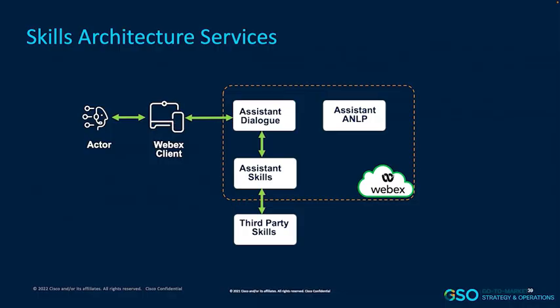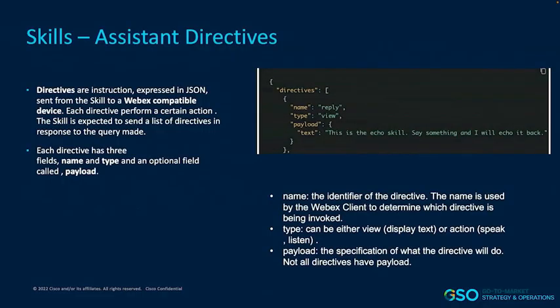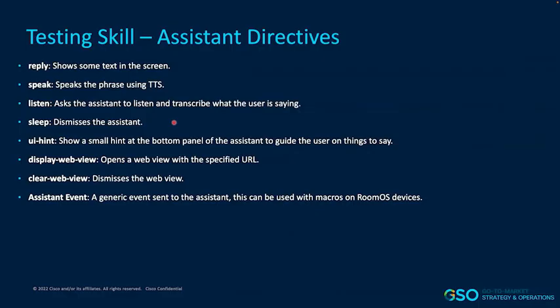Now over here, we need to understand what directives are. Directives are basically JSON payloads. They instruct and tell the device what to do. Each directive performs a certain set of actions, such as replying to the user by displaying a message on the screen. They can speak on behalf of an assistant.